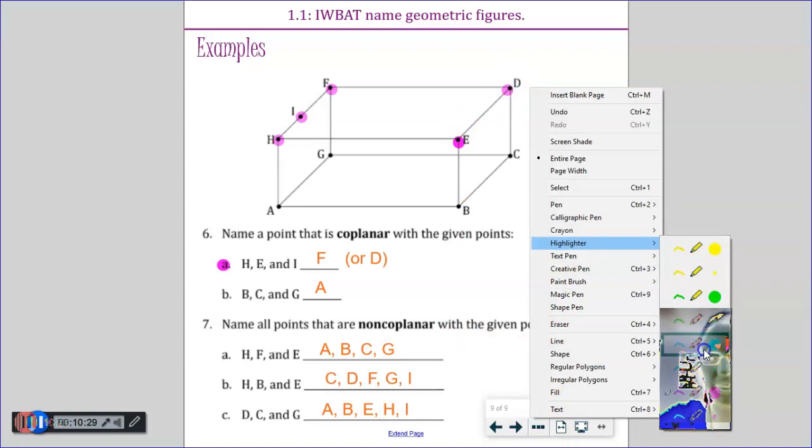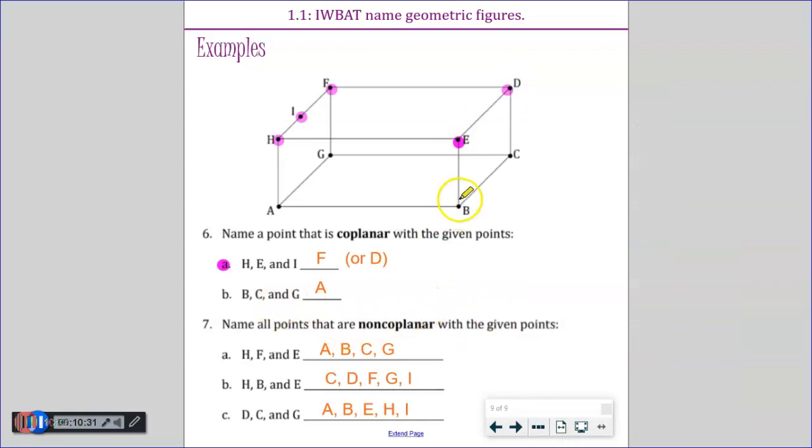For 6b, let's use a different color. 6b asks about B, C, and G. B, C, and G are all at the bottom of the box. Another point that is on the bottom of the box and therefore coplanar with them is point A.